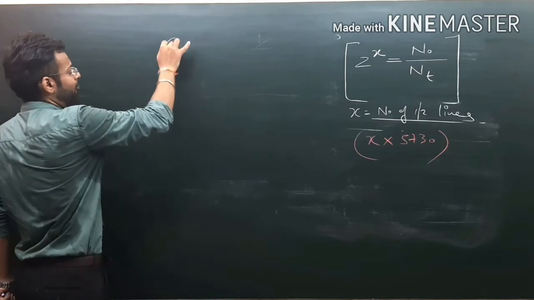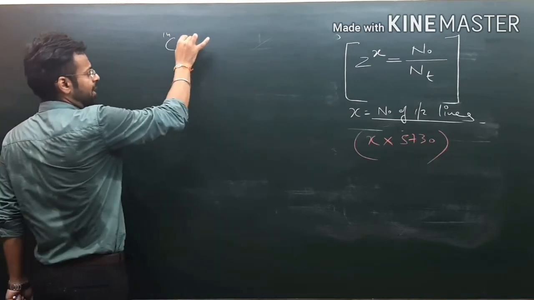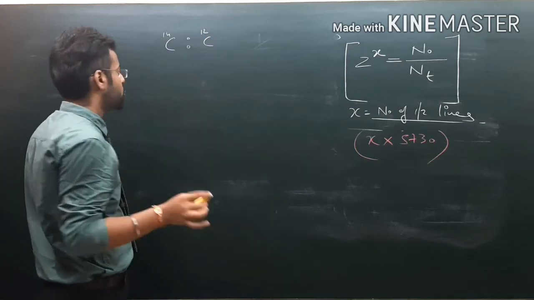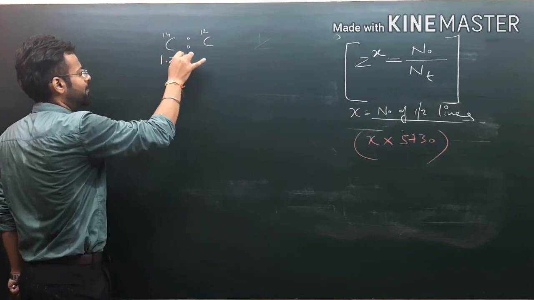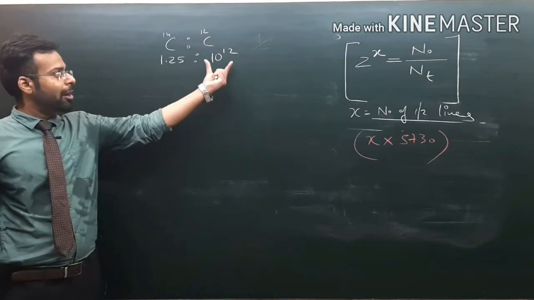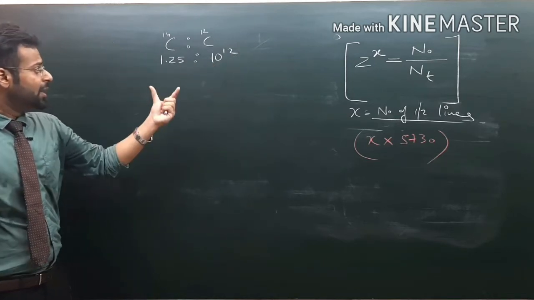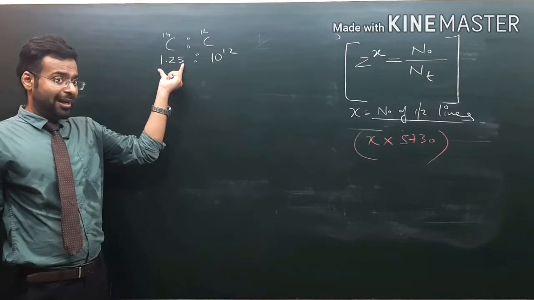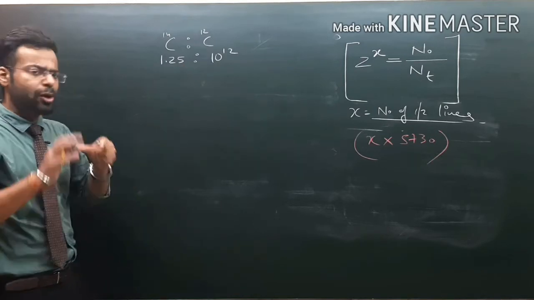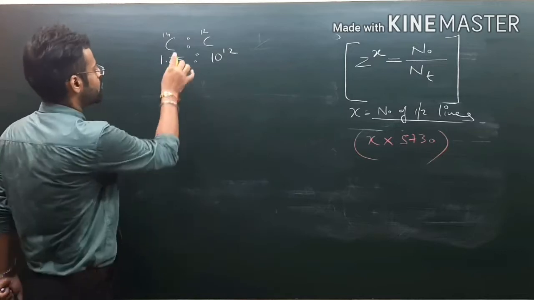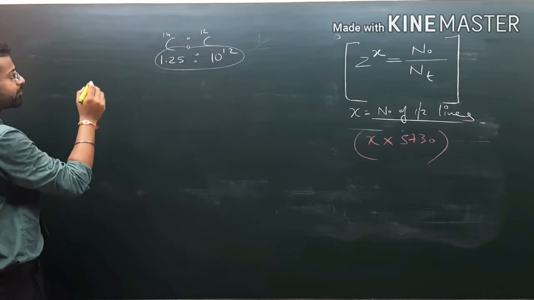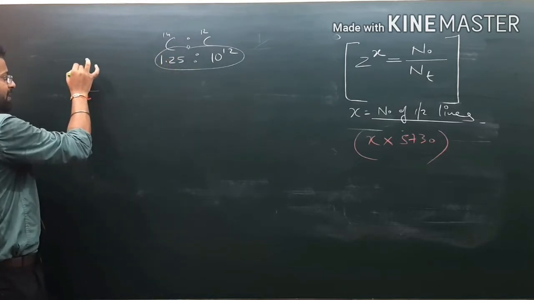We know that carbon 14 is very much less in comparison to carbon 12. We know that in the biosphere, not in the atmosphere, the ratio is approximately 1.25 parts of carbon 14 to 10 to the power 12 parts of carbon 12. So you can see that it is really less in number, but in the biosphere this is the general ratio. Now, understand the concept. Let's say this carbon 14 is present in the atmosphere.